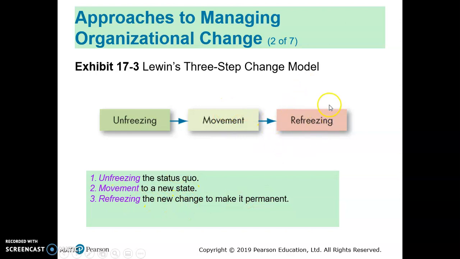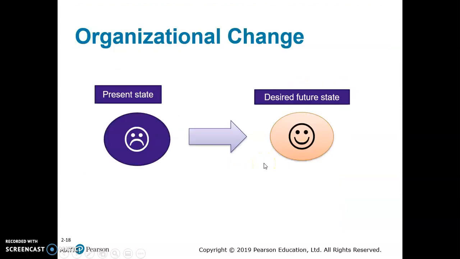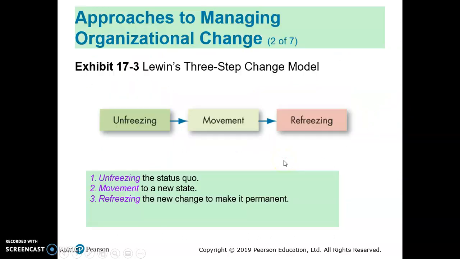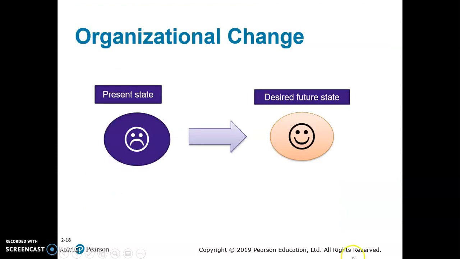So the step of processing the change into permanent is called refreezing. So this stage, from the frozen stage to the desirable stage, happens at these parts when you move from the undesirable state to the desirable state, and then you have to make these desirable states of change permanent. So you need to refreeze.